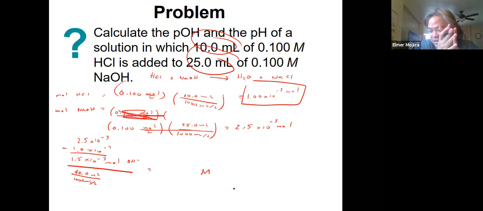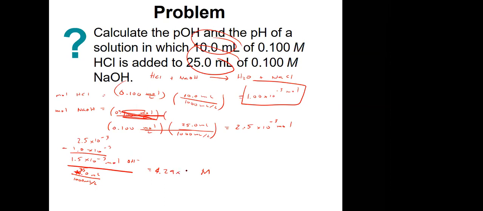And what do you have there? Is that the pOH or the pH? So 1.5 times 10 to the negative 3 divided by 40 divided by 1,000. Oh, is it 40? No, it's 35. My bad. Why is it 35? Because I have a 10 and a 25. So what do you get? 4.29 times 10 to the negative 2.